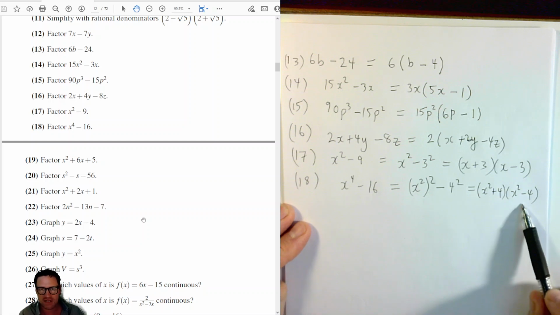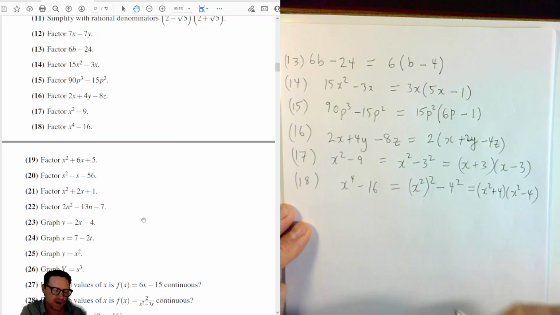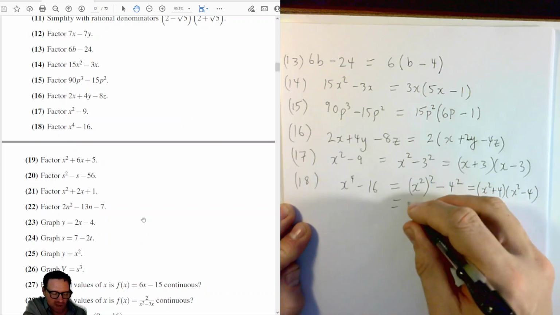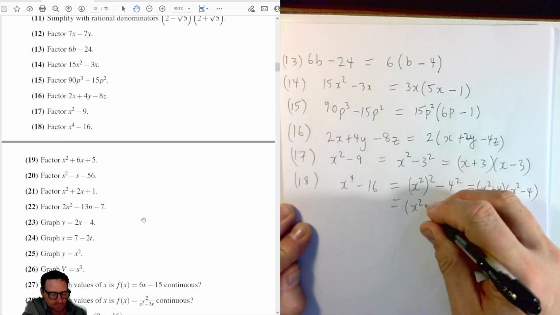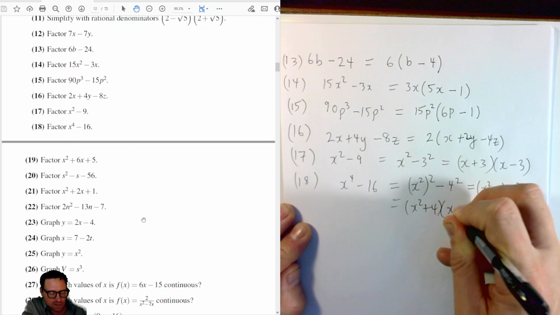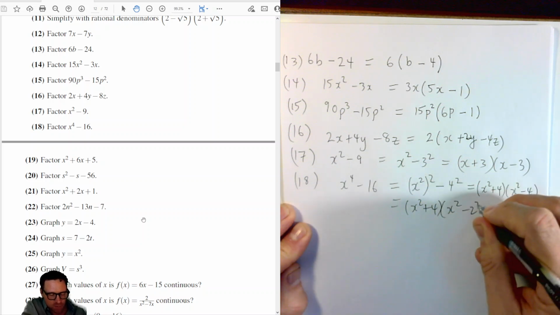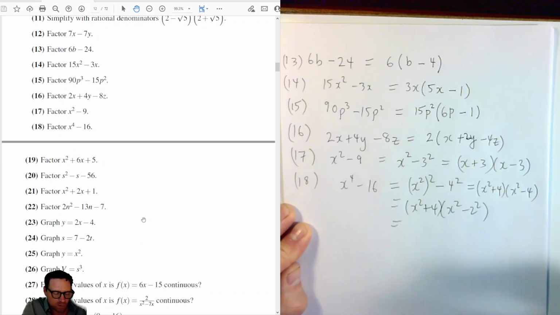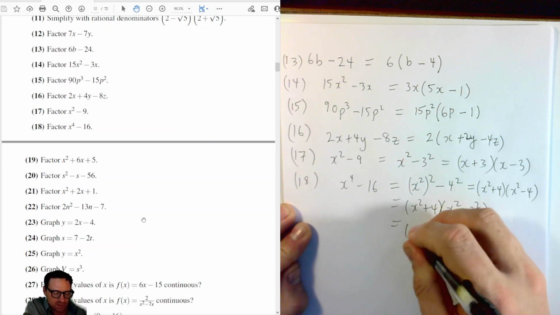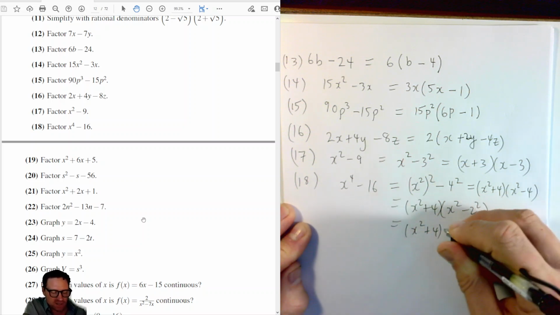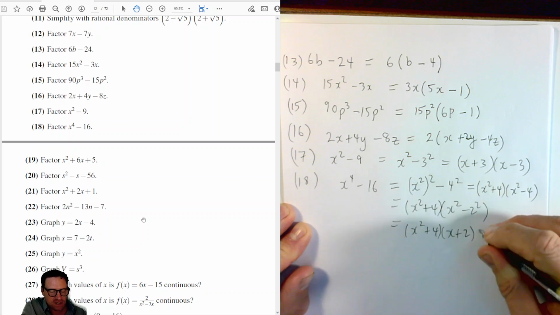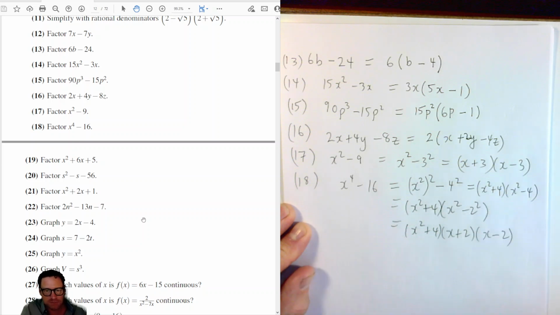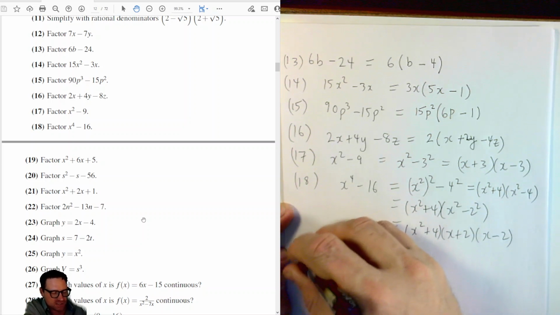But this one, x squared minus 4, does factorize over the real numbers because it is also a difference of 2 squares. So let's view it that way. X squared minus 2 squared. Okay, so now we can see how to break it up. So we have x squared plus 4 times x plus 2 times x minus 2.